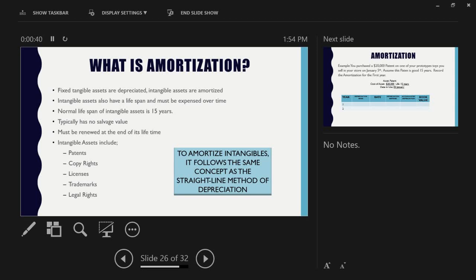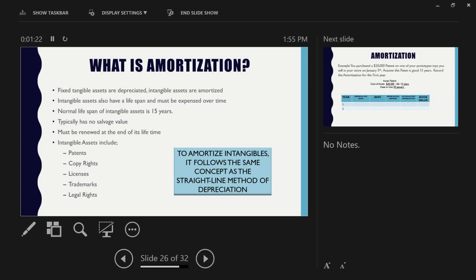So things such as patents, copyrights, licenses, trademarks, legal rights, anything that is considered an intangible asset. The definition of an intangible asset is that it does not have a physical appearance. In other terms, it serves as an invisible item to you, but you own it. In most cases, all of these will be in the form of paper, but what it actually does for you is a lot.